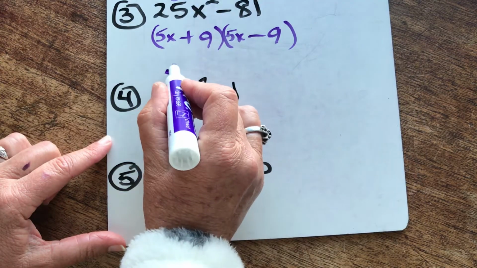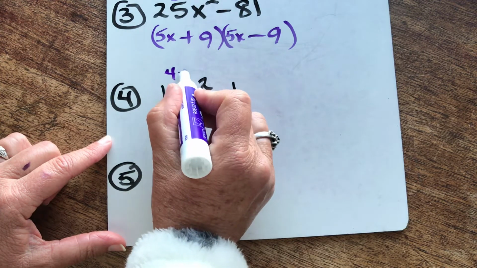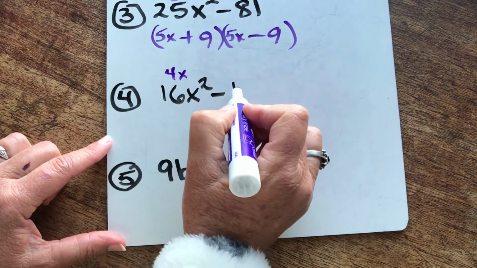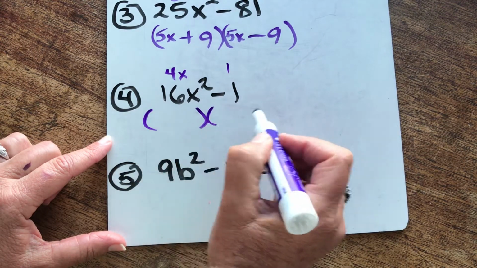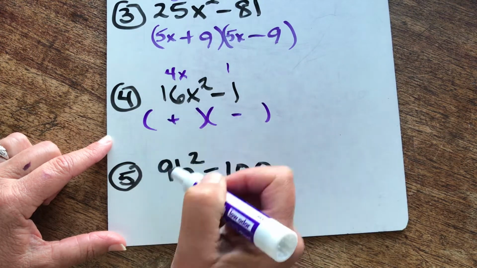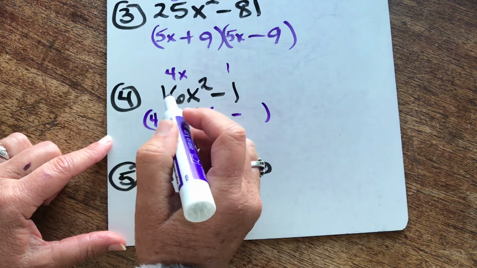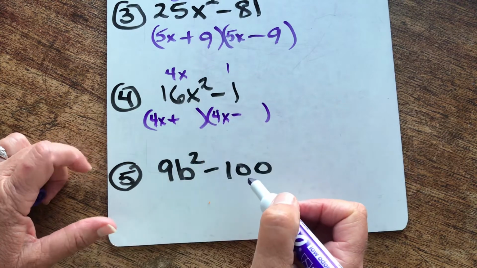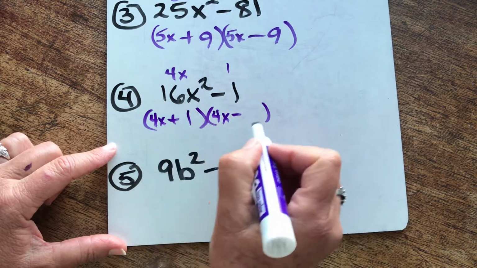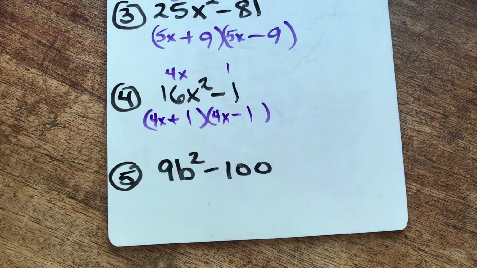I know the square root of 16 is 4. The square root of x squared is x. And the square root of 1 is 1. So a difference of perfect squares has different signs. That is 4, not 8. It's 4. 4x times 4x is 16x squared. And 1 times 1 gives me that 1 in the back.